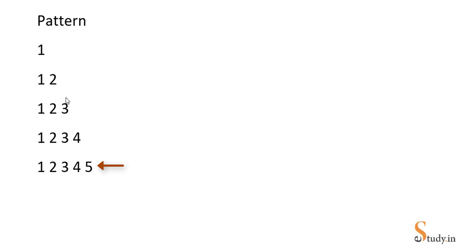5 columns. So there is a certain pattern here which can be observed, that the number of columns in each row is increasing. If it is the first row, the number of columns is 1. If it is the second row, the number of columns is 2. If it is the third row, the number of columns is 3. If it is the fourth row, the number of columns is 4. And if it is the 5th row, the number of columns is 5. So this is the pattern which we can observe here. Keeping this in mind, we'll try to write the program.